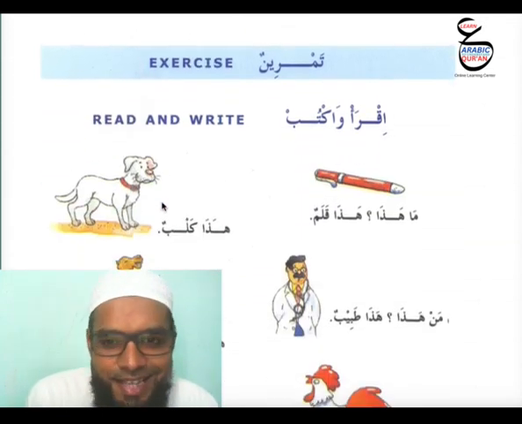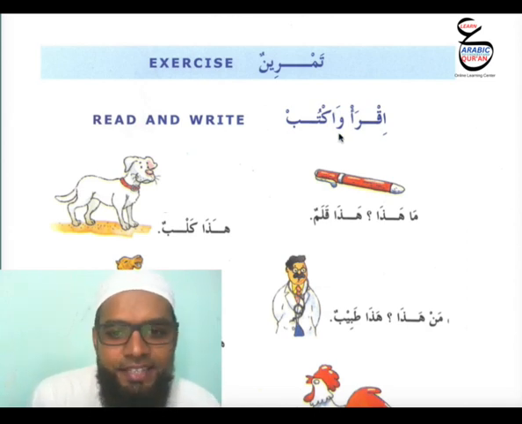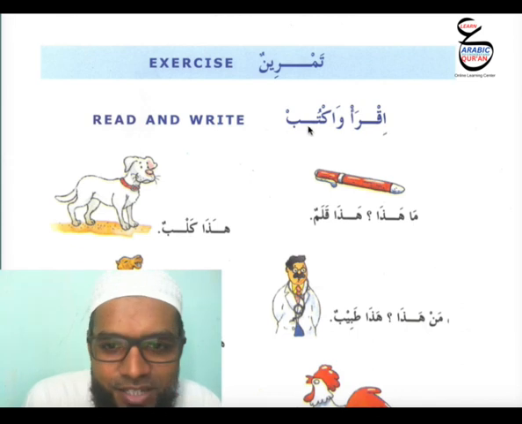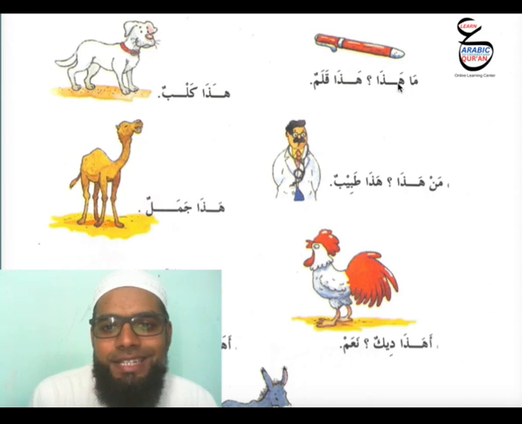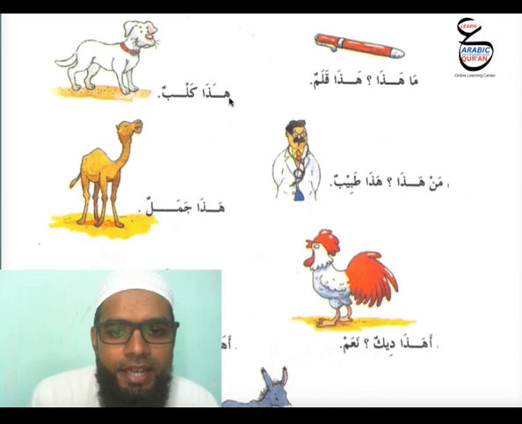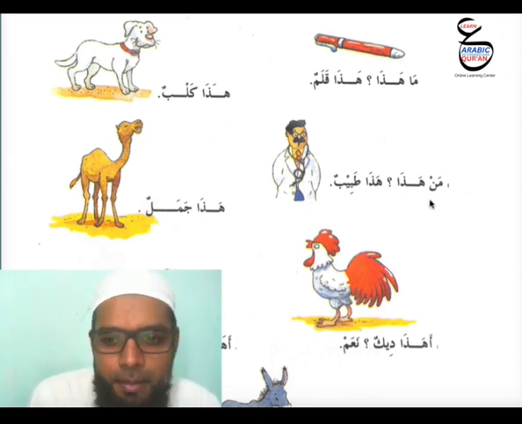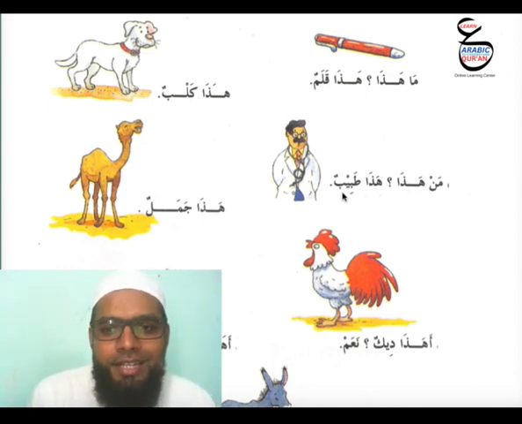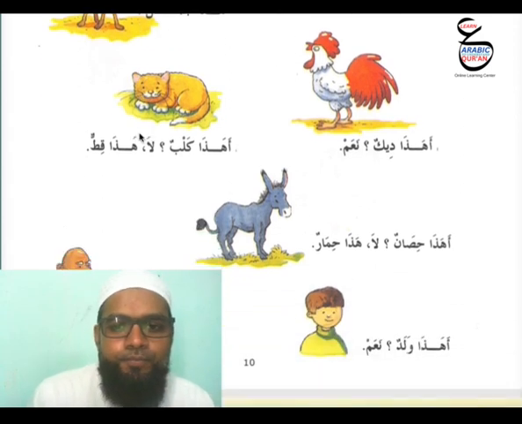Here again the exercise about the ma and about the man. We need to read and write. Iqra waktub. Iqra means read, waktub means write. Ma hada, what is this? Hada qalamun, this is a pen, ये पेन है. Hada kalbun, this is a dog, ये कुत्ता है. Man hada, ये कौन है? Hada tabibun, this is a doctor, ये डॉक्टर है. Hada jamalun, this is a camel.